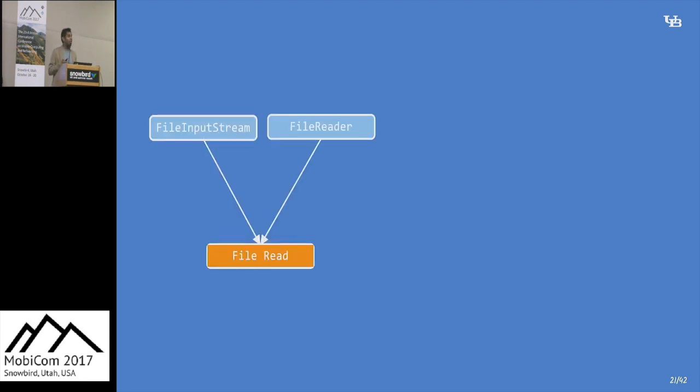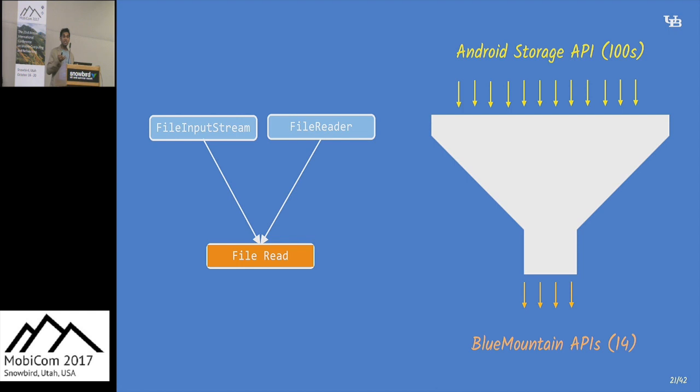For instance, both file input stream read and file reader result in a file read. So by changing the way a file is read, we can change the behavior of both these classes, file input stream and file reader. With most such analysis, we can reduce a large number of Android storage APIs into a smaller set of APIs, which we call the BlueMountain APIs. In this reduction, we handle three cases: files, key value stores, and databases, using different strategies.